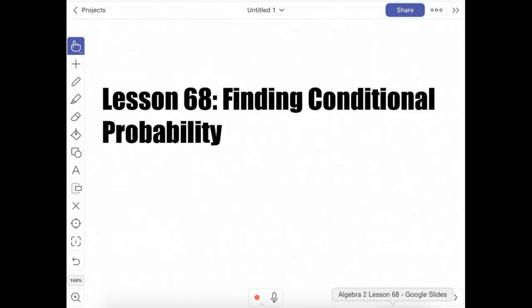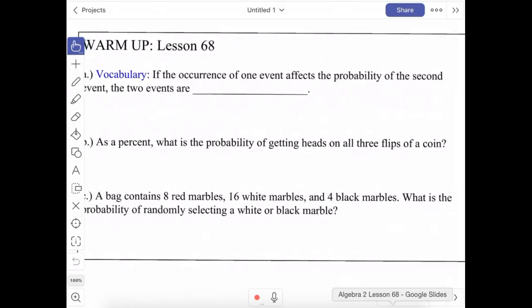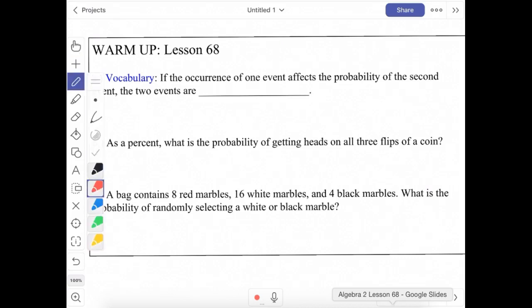Hello. Today we're going to take a look at finding conditional probabilities. To start off, if the occurrence of one event affects the probability of the second event, the two events are what? So because one thing affects another, those two events would be dependent.